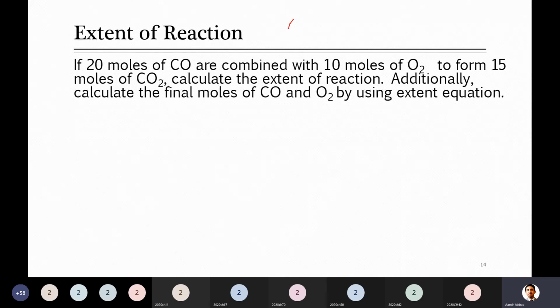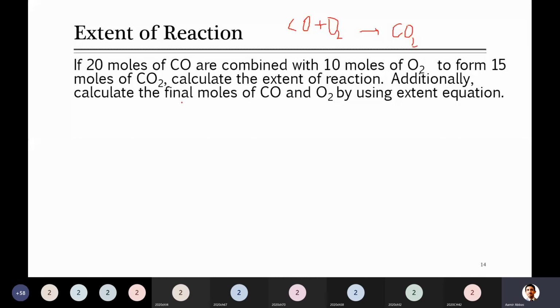So the equation, guys, is CO plus O2. Oxygen. They react, and what they form is CO2, carbon dioxide. Yes, because it says that CO is combined with 10 moles of O2. It means 20 moles of carbon monoxide react with 10 moles of oxygen, and they produce overall 15 moles of CO2. Calculate the extent of reaction.